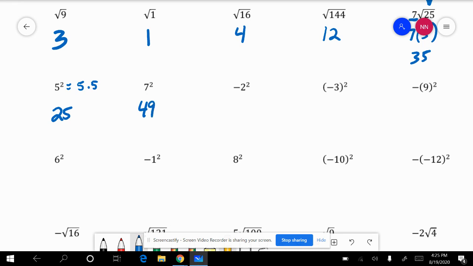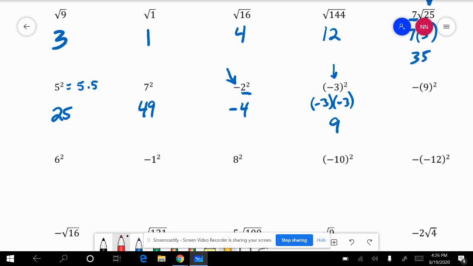The next one is a little tricky because this negative right here is outside of it. So we're actually doing 2 squared first, which we know is 4. Then we put the negative. Now the next one, notice that the negative is inside. So we're squaring the whole thing, meaning that this is really negative 3 times negative 3. And we know that a negative times a negative is a positive. So this is a positive 9.